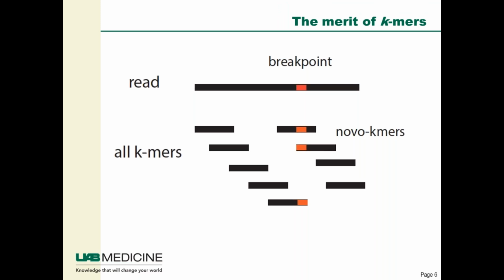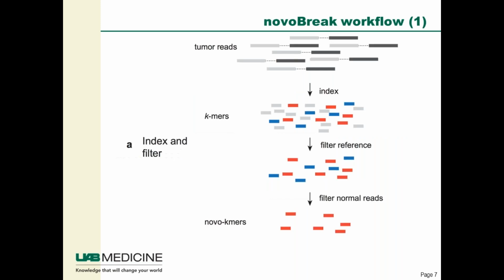We developed a method called NovelBreak. NovelBreak takes full advantage of a k-mer strategy. What are k-mers? K-mers are all short, or all length k, substrings of a sequence. We observe that if a breakpoint exists in a read, the breakpoint should exist in a subset of the k-mers of that read. We call those k-mers novel k-mers. So NovelBreak tries to discover those novel k-mers and the reads associated with them.